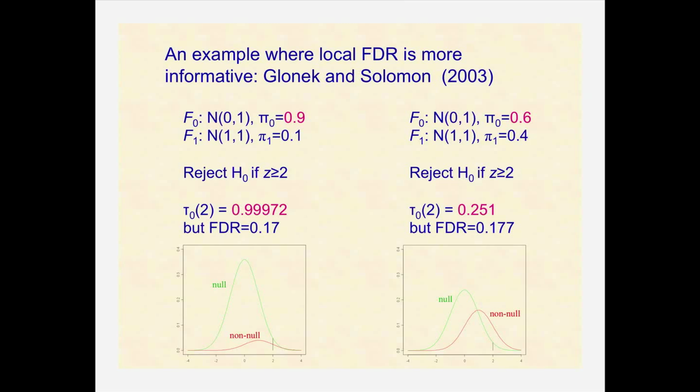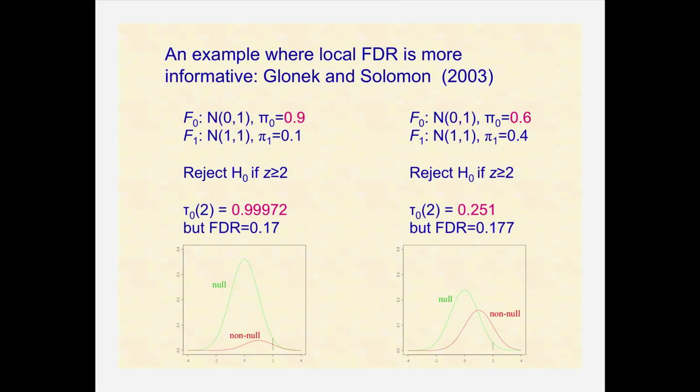And this is a very simple example taken from a paper that I think Terry Speed gave. It was published in the Spanish magazine Test. And two Australians, Gary Glonek and Paddy Solomon, gave this in the discussion. So suppose that your test statistic is N(0,1) under the null, and has this distribution, N(1,1), under the alternative, and the proportion of null genes is 90%. And so the proportion of differentially expressed genes is 10%. And suppose you're going to reject the null hypothesis if the test statistic is greater than or equal to 2.